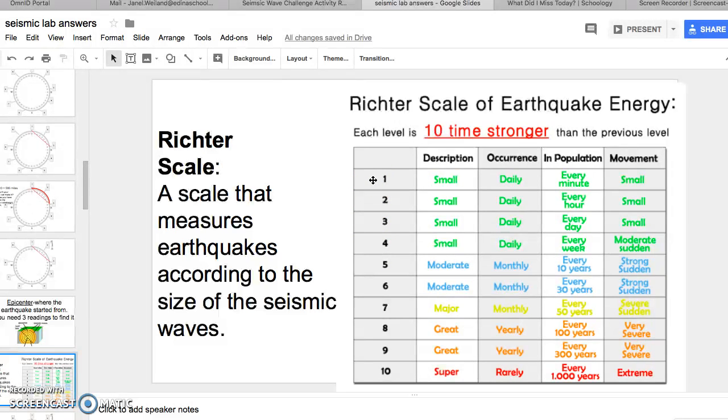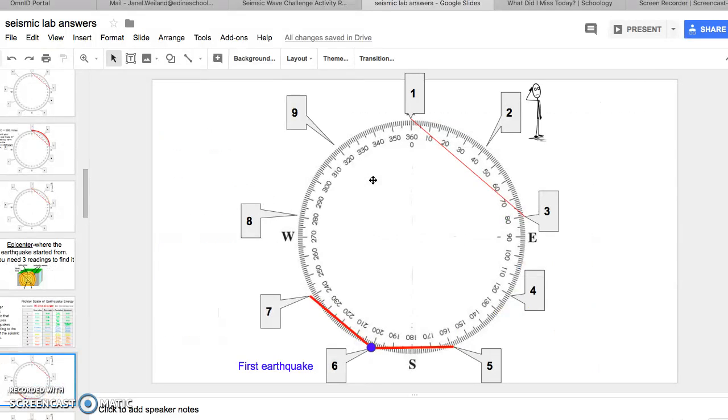Some of you that have had some higher level math classes may know this as exponential: the earthquake is exponentially increasing in strength as we go up the Richter scale.